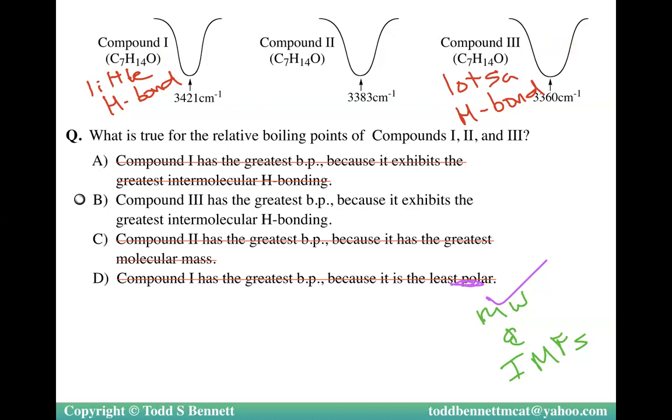That's the hard part. But at the very least, you should note they're all the same molecular weight. So any difference in boiling point can only be attributed to intermolecular forces. Least polar would have been lowest. So that one you should have gotten rid of. And C you should have gotten rid of. But deciding between these two, that's really challenging. Okay. So B is your best answer here.